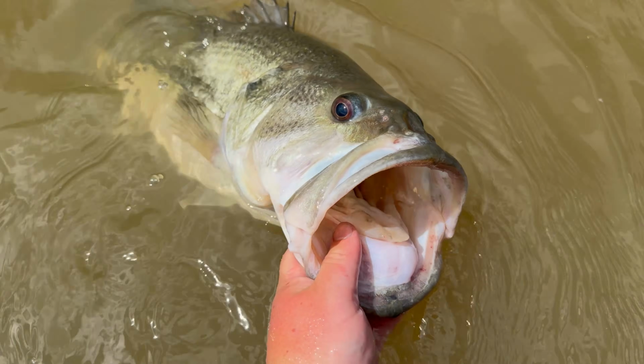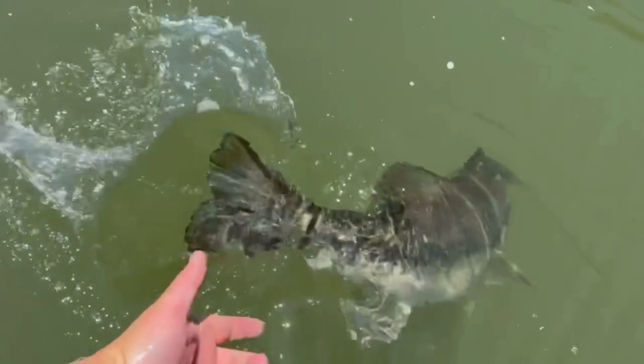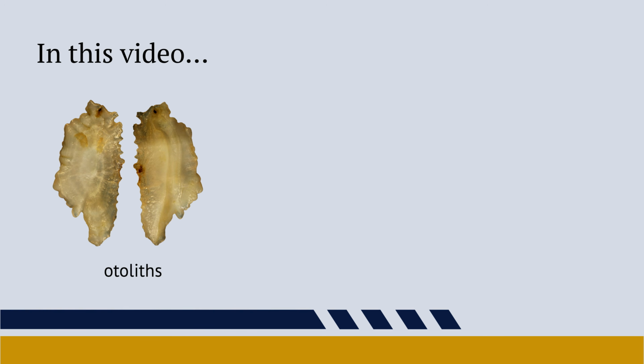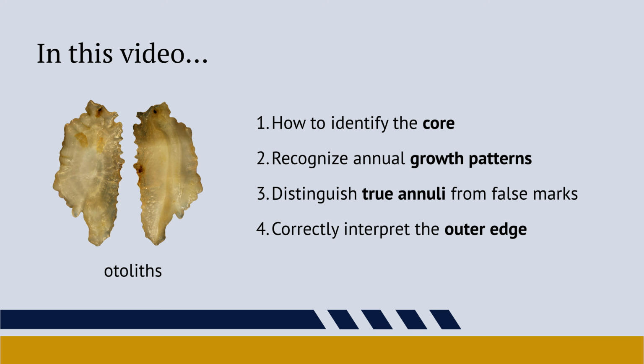Fish age can be estimated using calcified structures that preserve a record of growth over the fish's life. In this video, we'll focus on otoliths and how to identify the core, recognize annual growth patterns, distinguish true annuli from false marks, and correctly interpret the outer edge.